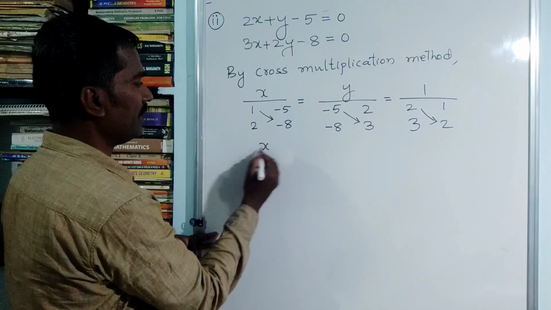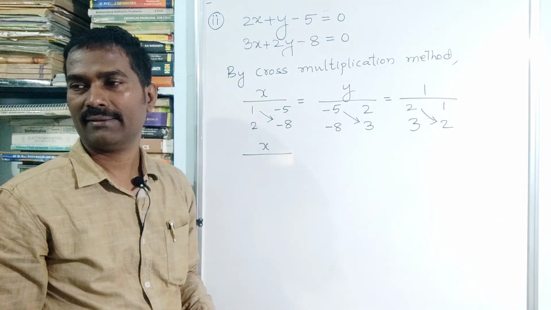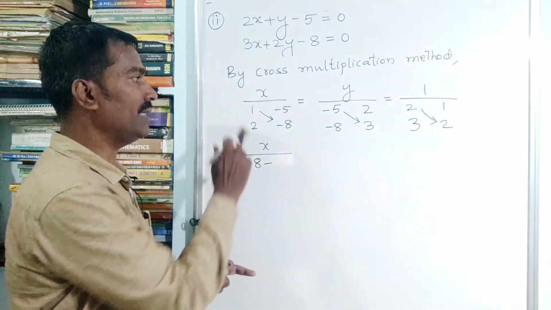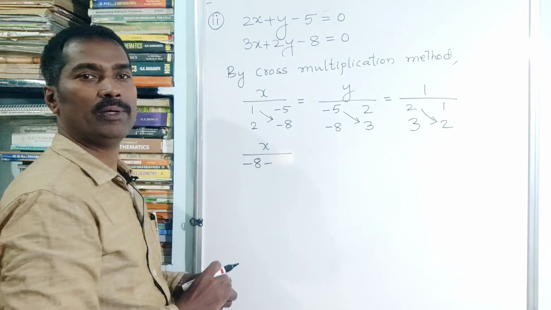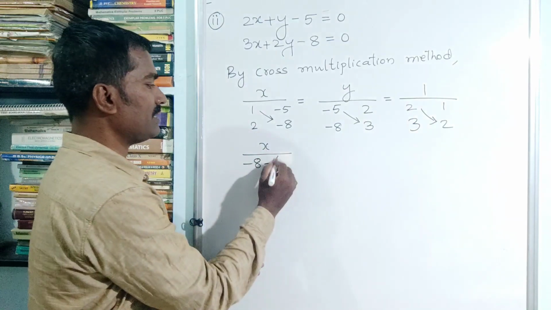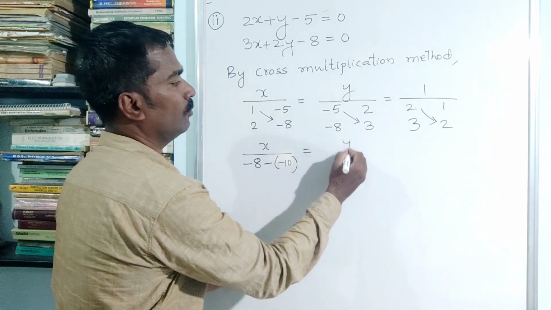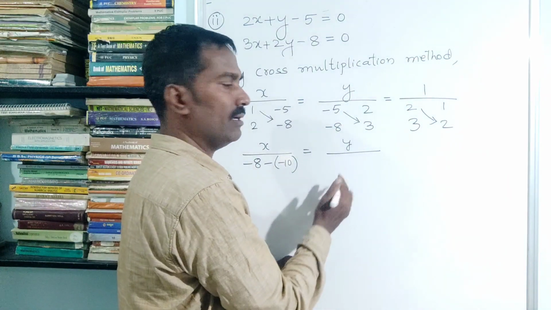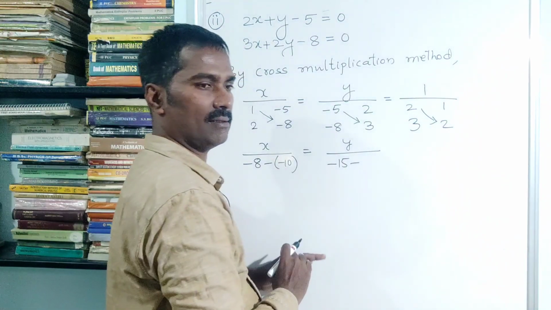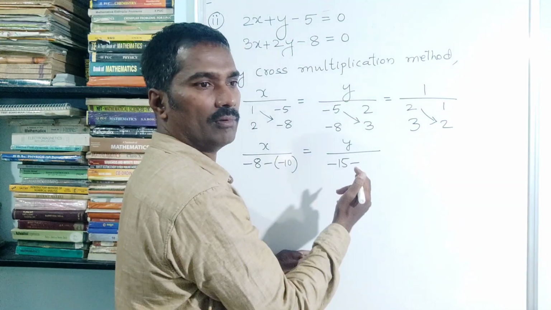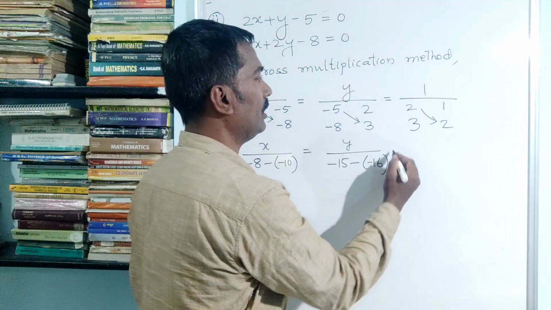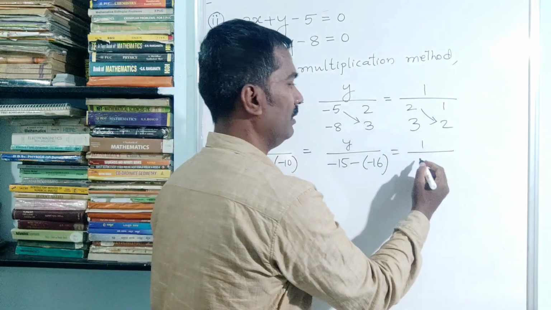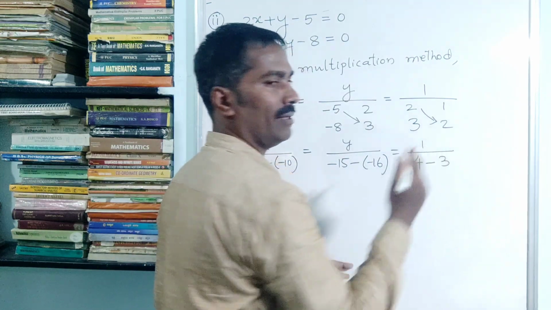So, this becomes x divided by 1 into minus 8, minus 8. Minus compulsory. Then multiply these two: 2 into minus 5, minus 10, is equal to y divided by, same method, minus 5 into 3, minus 15, minus, then minus 8 into 2, minus 16, is equal to 1 divided by 2 into 2, 4, minus 3 into 1, 3. Understood up to here?